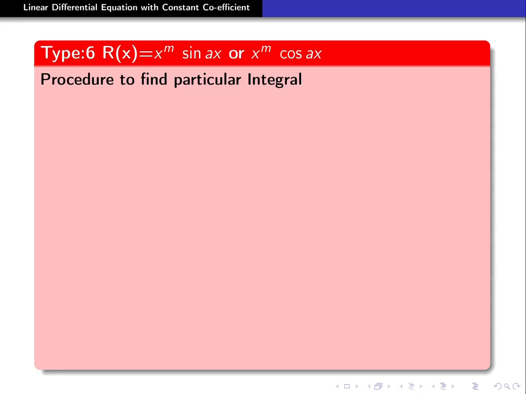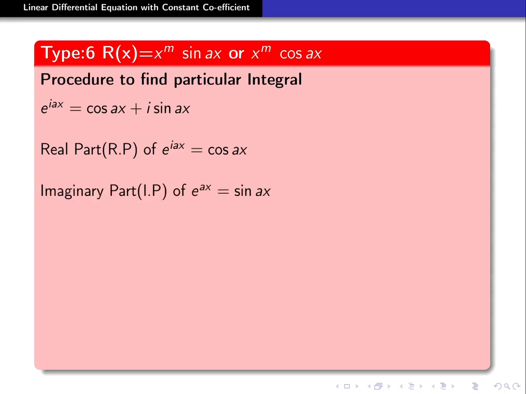Next, type 6: R of x is equal to x power m sin ax or x power m cos ax. For the procedure to find the particular integral, e power iax is equal to cos ax plus i sin ax. So the real part of e power iax is cos ax, and the imaginary part of e power iax is sin ax. So in this method, if cos ax is given, instead of cos ax we replace it with the real part of e power iax. If sin ax is there, instead of sin ax we replace it with the imaginary part of e power iax.